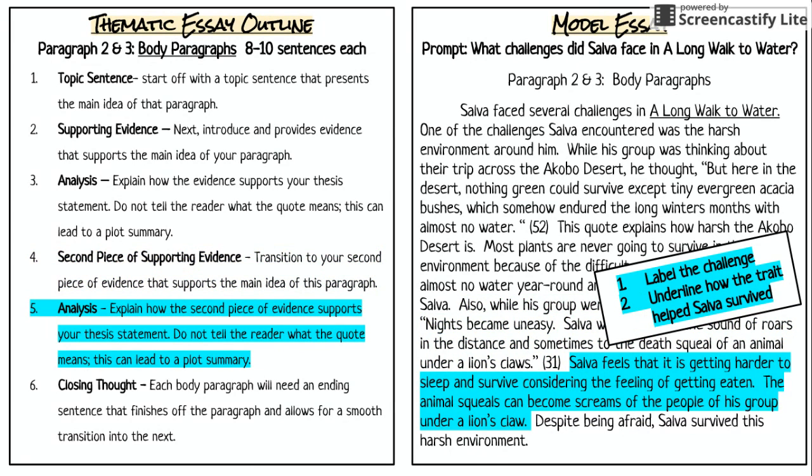We're getting there. Now it's time for our second analysis. How does the second piece of evidence prove your trait? Reread your second piece of evidence. Break it down into the challenge and how the trait helped Salva survive. Please underline and label 1 for challenge, 2 for how the trait helped Salva survive. Pause the video, please.